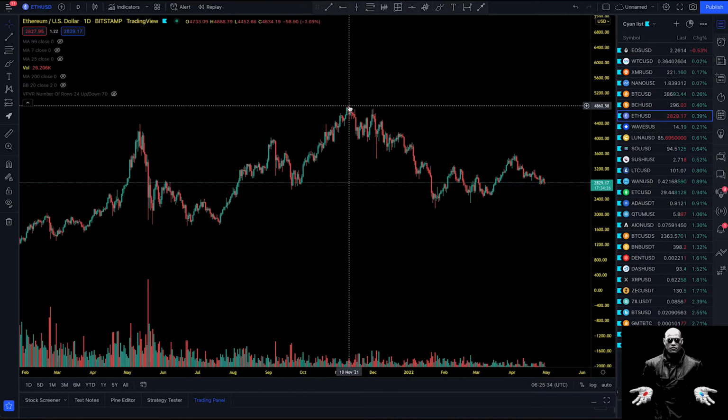We went back to test those highs. We actually set new all-time highs. Ethereum got to as high as 4,800. That was when Bitcoin was stopping at 69,000. That was on the 10th of November 2021. Ethereum got as high as almost 5,000.